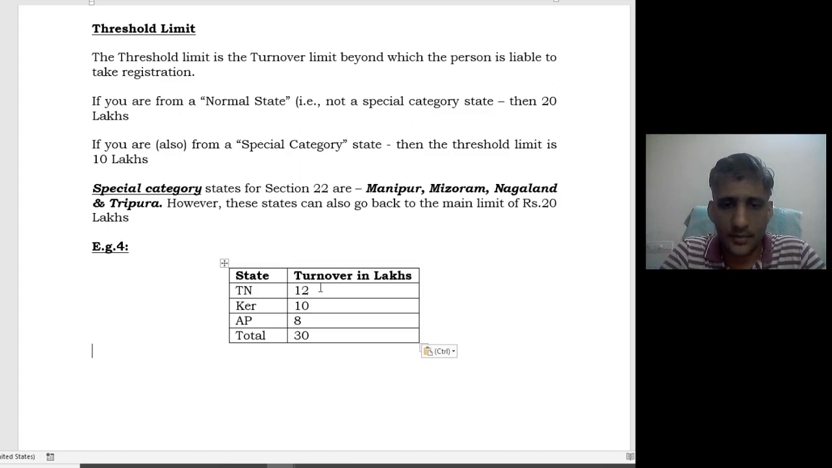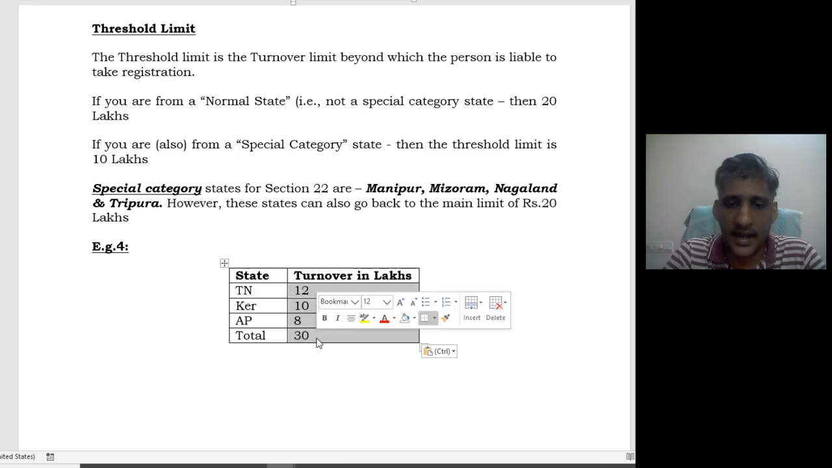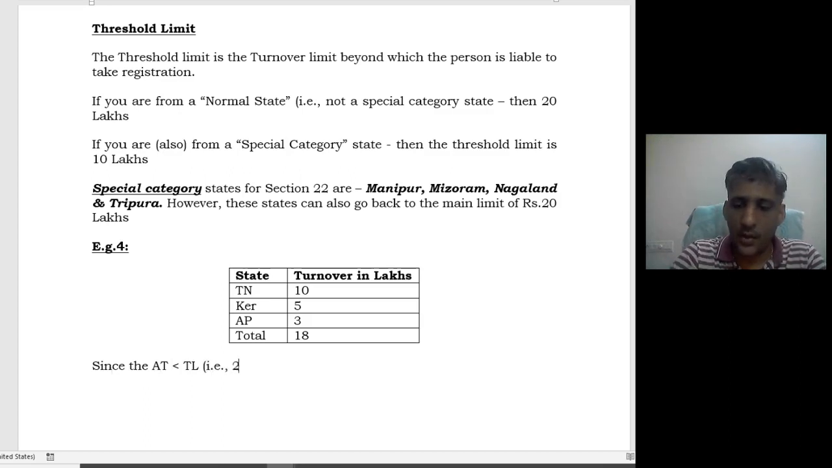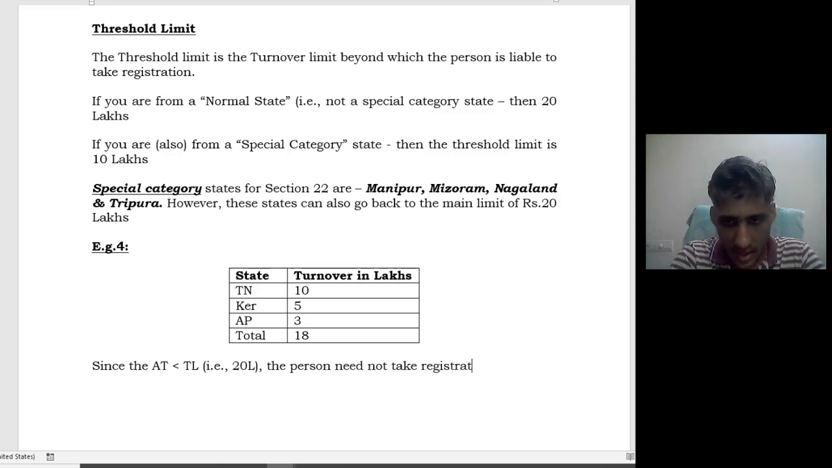Let's say this is the turnover. Let's say I am there in Tamil Nadu, Kerala, and AP. Tamil Nadu turnover, let's say 10. Kerala turnover, let's say 5. Andhra turnover, let's say 3. Total is 18. Since the aggregate turnover is less than the threshold limit, that is 20 lakhs, the person need not take registration.